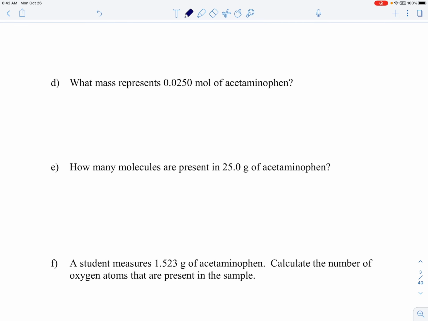Question D. This is now getting into basic stoichiometry calculations. The word stoichiometry just means using ratios. And right now we're using the ratios in a chemical formula. So this is a formula stoichiometry. So we have 0.0250 moles of acetaminophen. I'll just write ACET for acetaminophen.